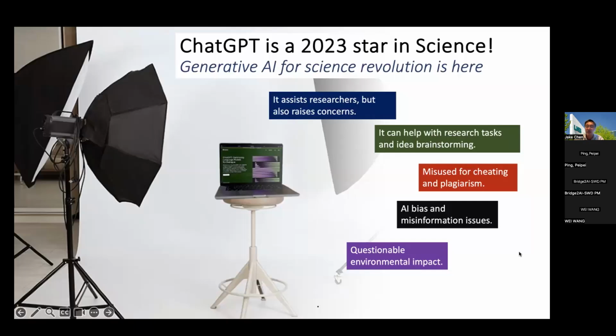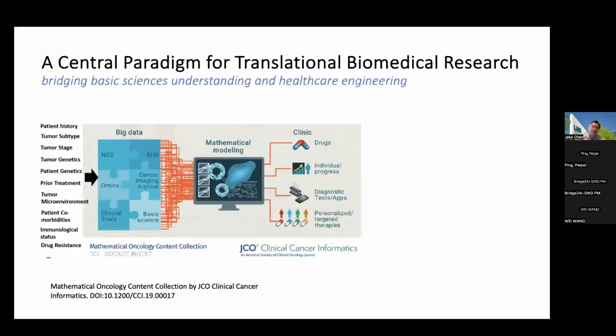And then the lack of transparency is even more severe in science. We do want to be able to find out how ChatGPT is arriving at a conclusion. It does better in mathematics than in complex biology, whereas the details of science are simply not in the vocabulary of ChatGPT. So we talk about the science, and especially I talk about the translational biomedical research.